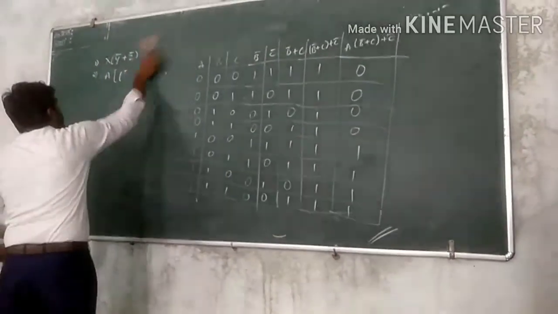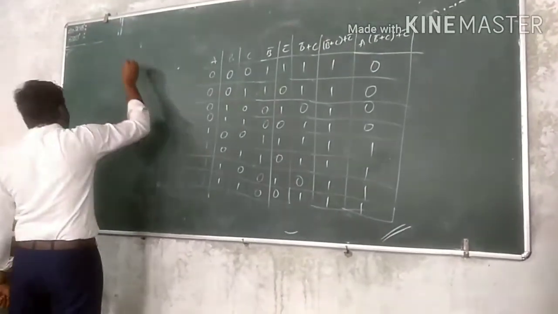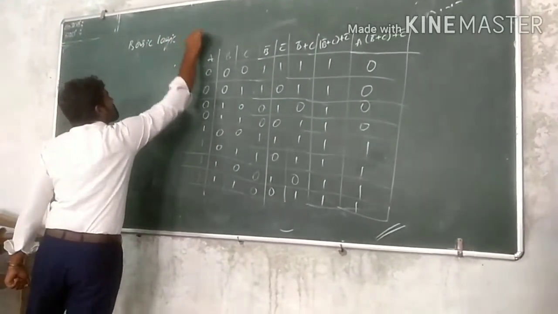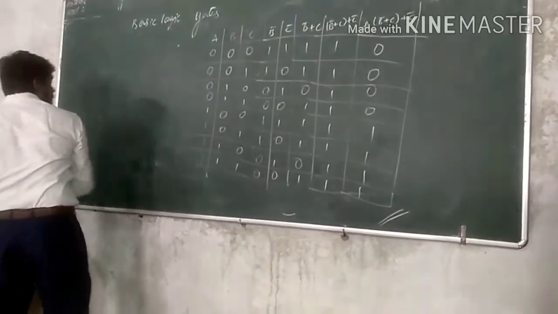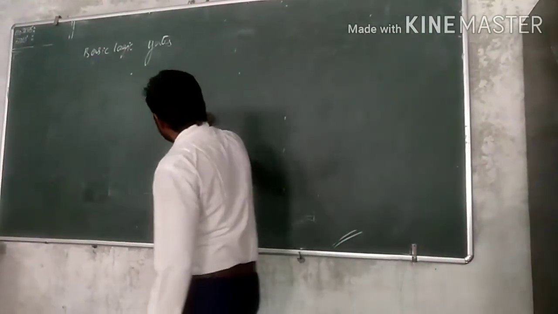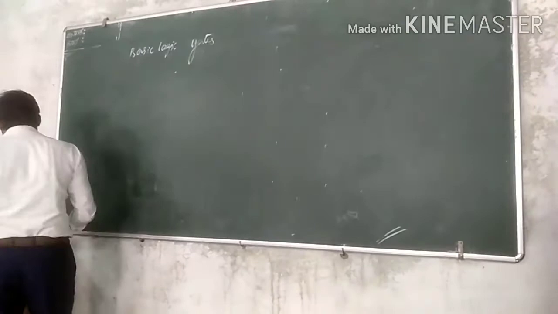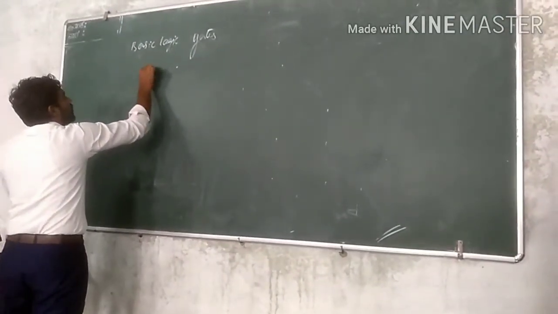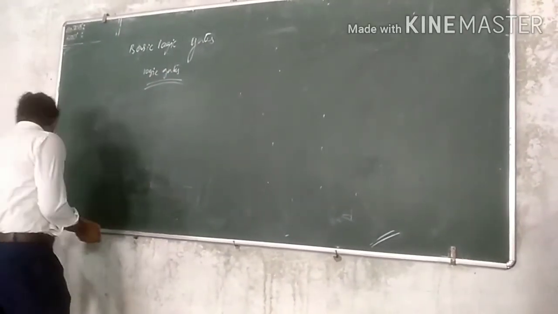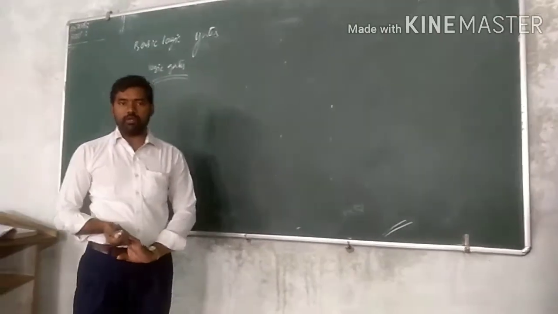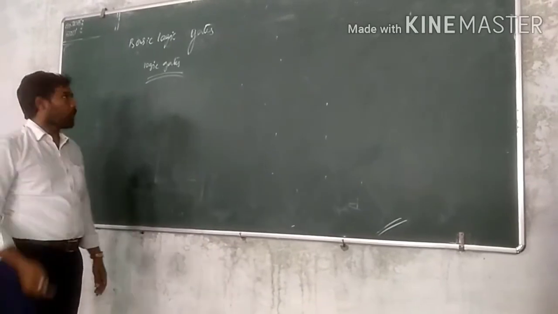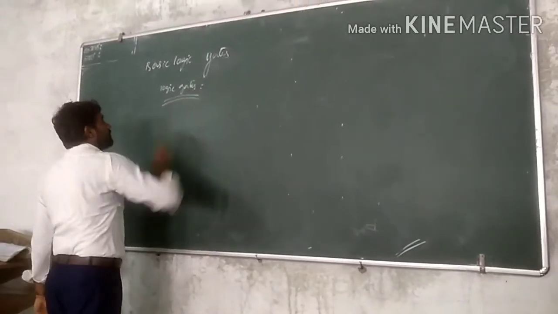Okay, then we will go for the next one, that is basic logic gates. Basic logic gates. Before going further, first we need to know what a logic gate is. What is a logic gate here? A logic gate is a kind of electronic circuit which can perform operations on one or more inputs and produce only one output. That is called a logic gate.